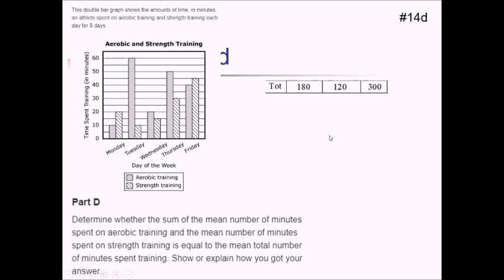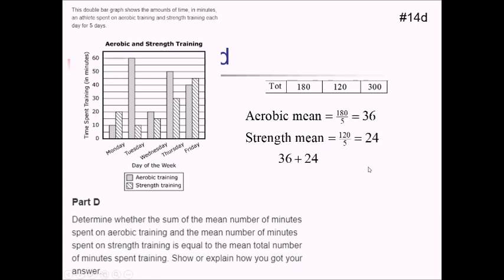So mean number of minutes in general, that's the total number of minutes divided by the number of days, I guess, would be the number of data items here. So for mean number with aerobic, we've got 180 over 5 because of 5 days. And that's going to be, let's see, 36 if we reduce that. And then for the strength mean, we've got 120 over 5, which is going to be, if we do long or short division, whichever, ends up being 24. And 24 and 36, that's going to add up to 60.